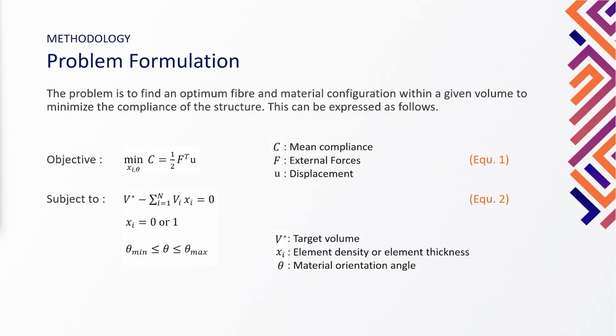So, the problem formulation of BESO for 3D printed FRPs is to find an optimum fiber and material configuration within a given volume to minimize the compliance of the structure. This can be expressed as follows. The objective function is to minimize the mean compliance, which equals the transpose of the external forces multiplied by the displacement over 2. And the objective function is subject to a volume constraint. So the algorithm will try to minimize the compliance while maintaining a certain volume V star. Vi is the volume of one element in the model, and xi is the density or the thickness of that element. It's either 0 or 1. And we have the material orientation, or the fiber orientation, ranging between the angles 90 and minus 90.